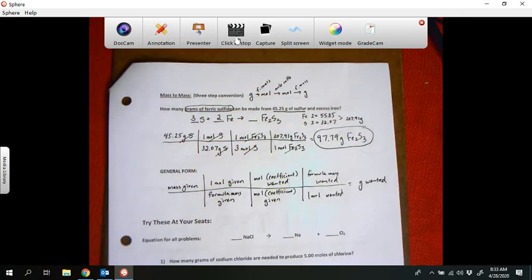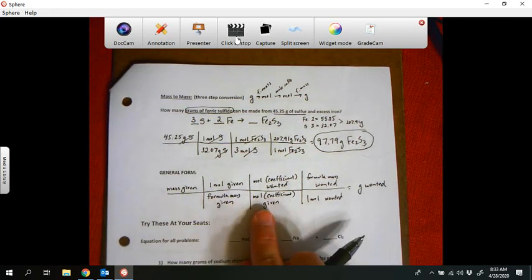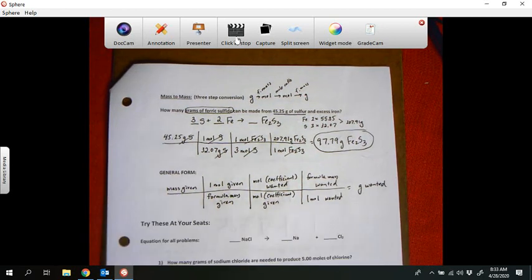So we're not going to do these problems down here. On Schoology, I have an additional page of example problems for you to look at. And then there is a worksheet that goes with mass-to-mass stoichiometry problems. This will be the last video and last lesson for this unit.